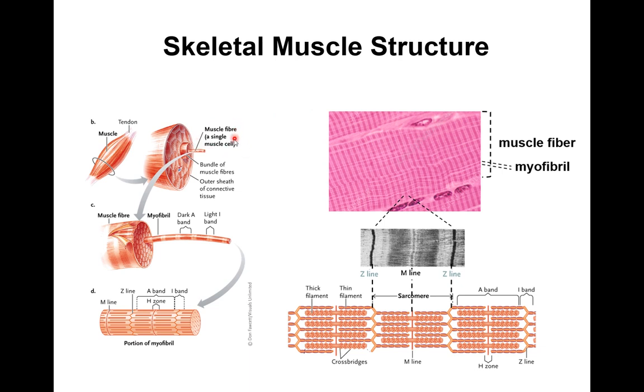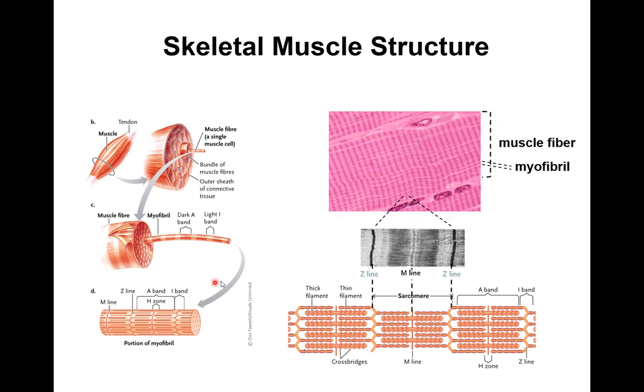Within each muscle fiber, you will find the myofibrils. These are 1,000th of a millimeter wide. They are cylindrical structures made by several proteins organized in thick and thin filaments. This is what is responsible for the striation you see in the muscles here.